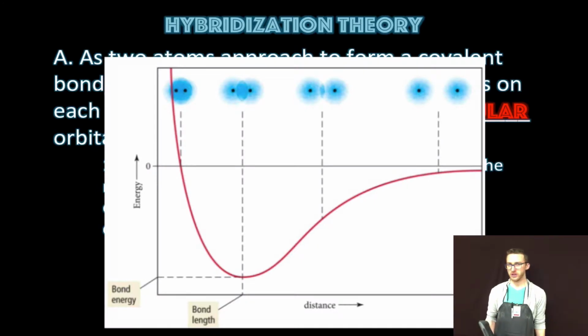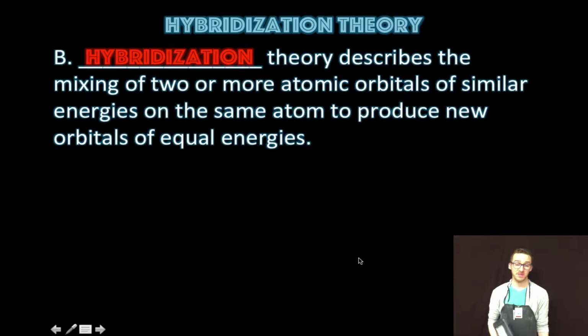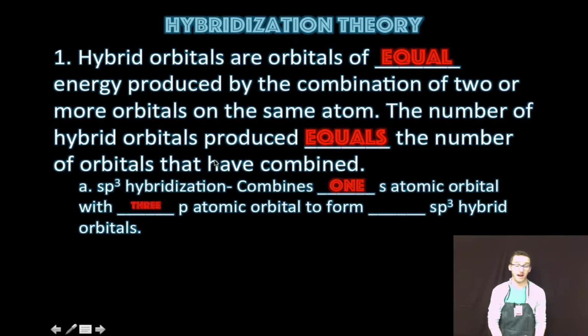And just to keep you on your toes, here's an image that describes how two atoms come together to form a bond. The important takeaway for this vid is simply to recognize that energy is reduced upon the formation of that bond. Now, we have something called hybridization theory that describes the mixing of 2 or more atomic orbitals of similar energies on the same atom to produce new orbitals of equal energies. Note that hybrid orbitals are orbitals of equal energy produced by the combination of 2 or more orbitals on the same atom. And the number of hybrid orbitals produced equals the number of orbitals that have combined.